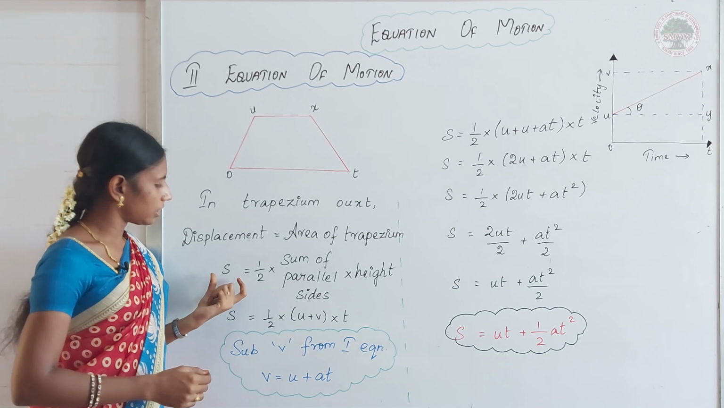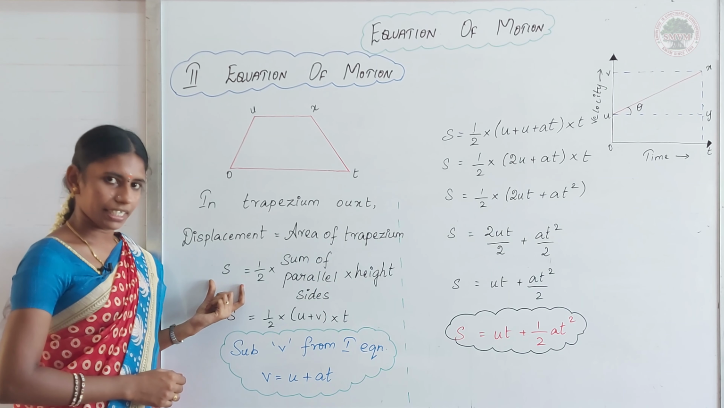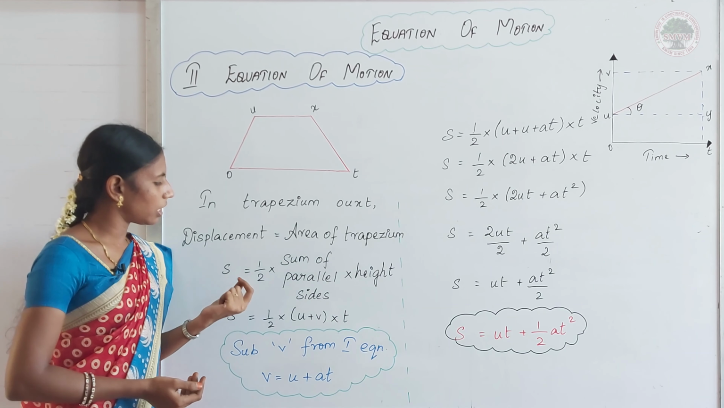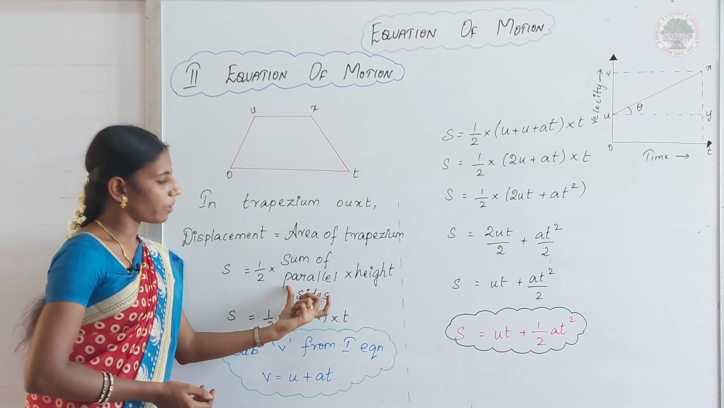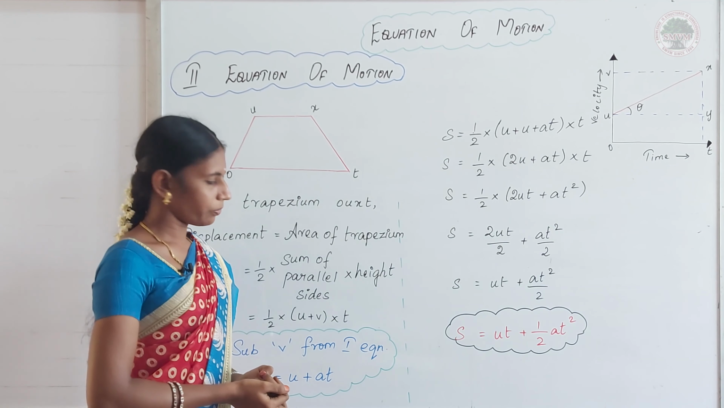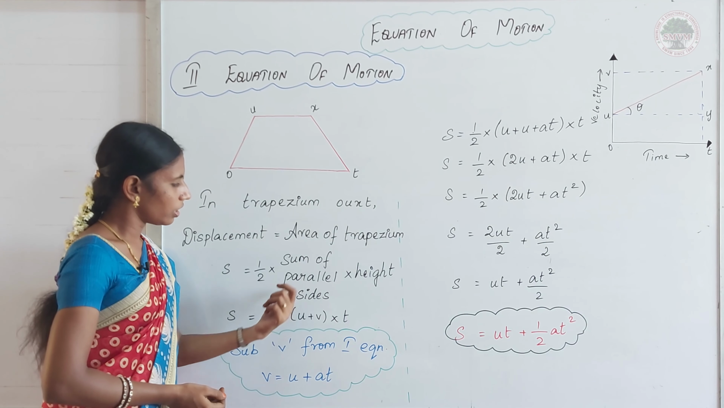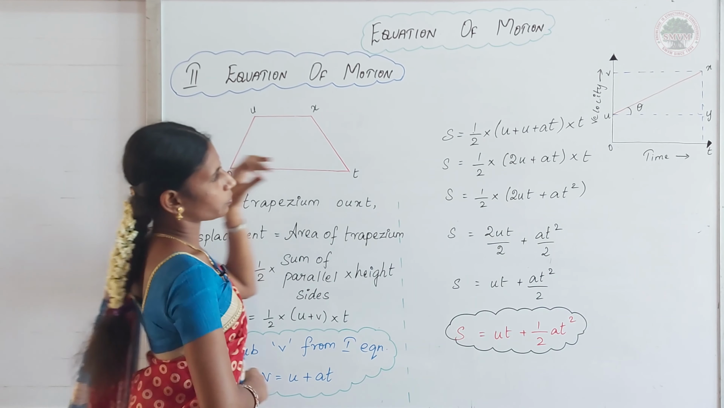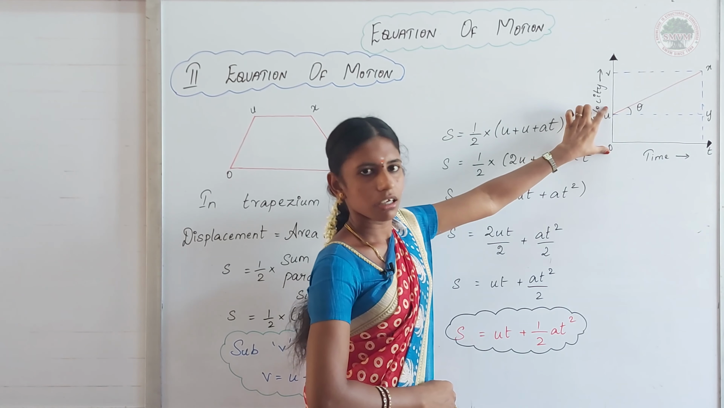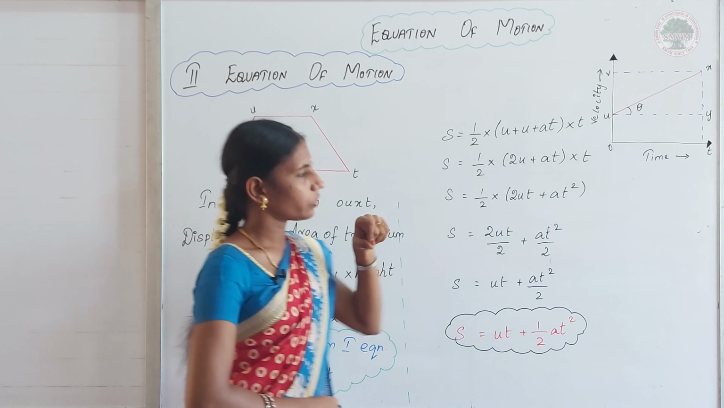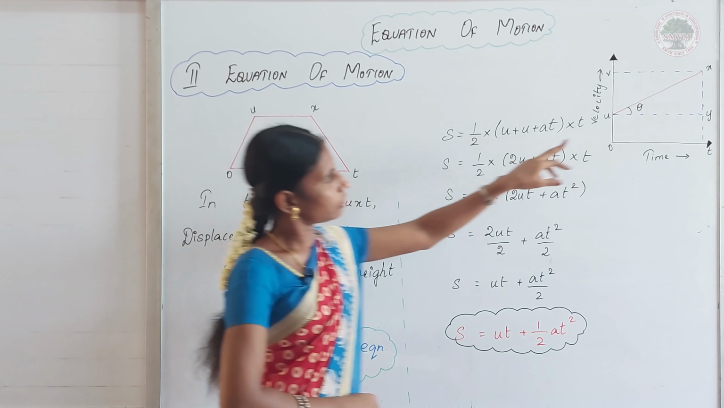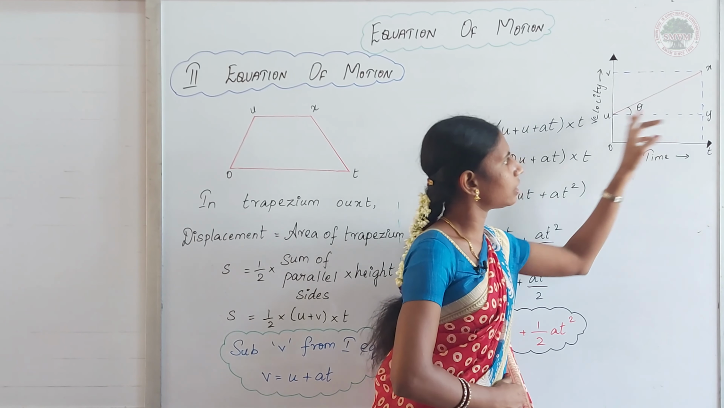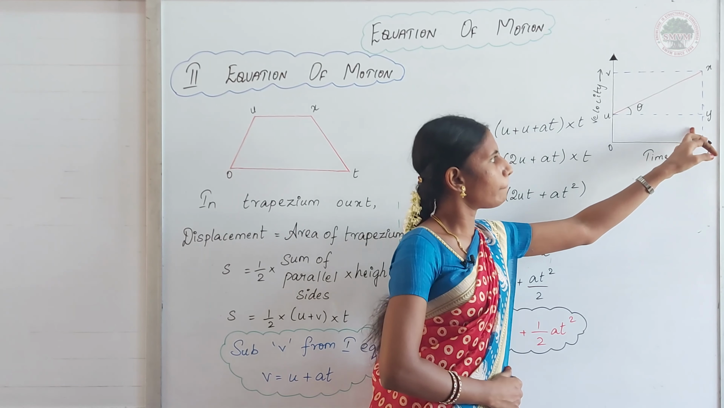So this displacement is given by the letter s, which is equal to the area of the trapezium. What's the formula? Half into the sum of parallel sides into height. So s is equal to half into the sum of parallel sides. Now consider OU. What is OU? Initial velocity u. XT forms the final velocity v. So these form the parallel sides.